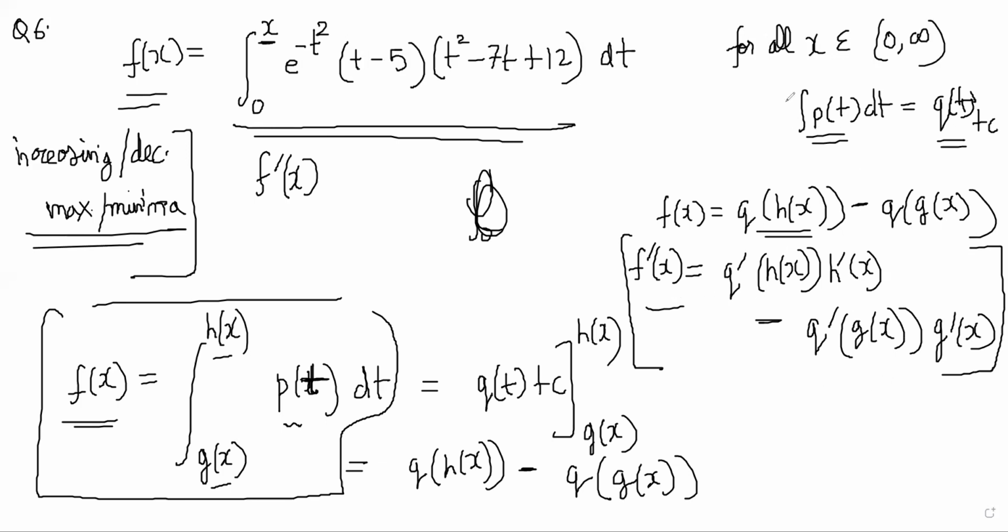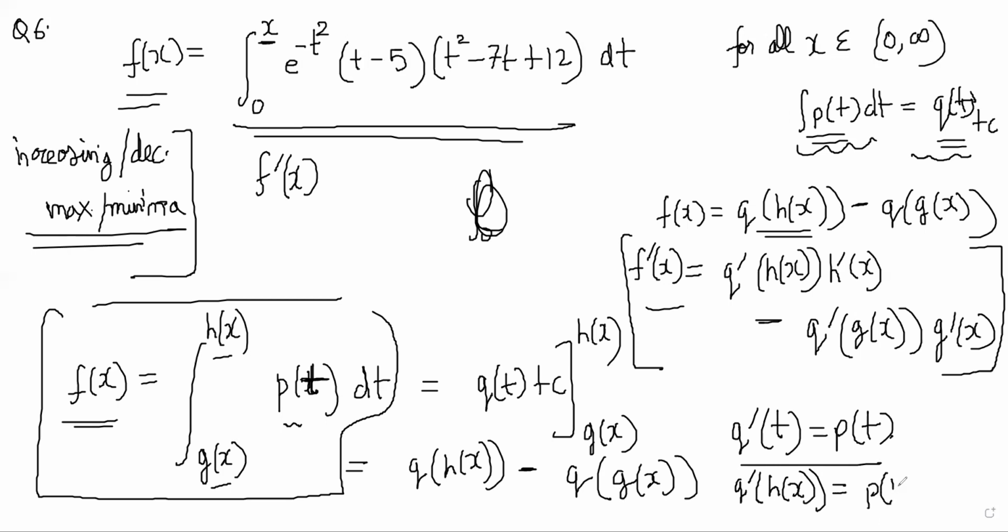Now the integral of p of t was q of t. So what is q dash t? Q dash t should be p of t by definition, right? Because integral and differential are opposite operators. So if you integrate p, that is q, and if you differentiate q, it should be p. So what is q dash of h of x? Q dash h of x is actually just p of h of x, right? And q dash g of x is just p of g of x, right?